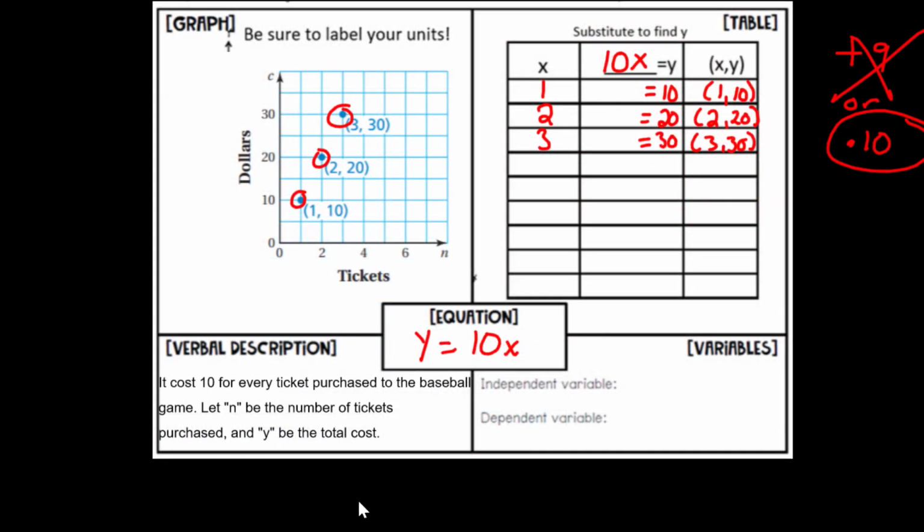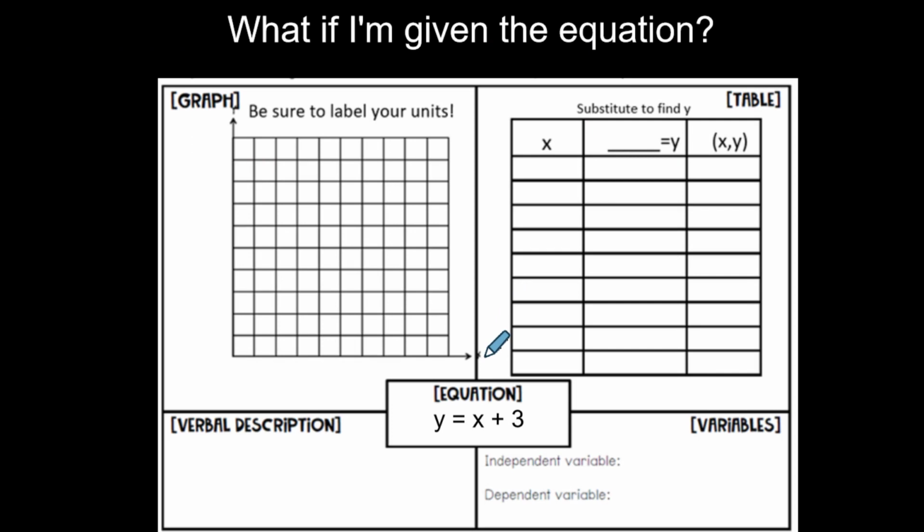I happened to come up with a situation previous to this. So the situation I came up with was it costs $10 for every ticket purchased to the baseball game. Let N be the number of tickets purchased and Y be the total cost. So $10 for every ticket is your total cost. So if you're buying 1 ticket, you're going to pay $10. If you're buying 2 tickets, you're paying $20. 3 tickets, $30.